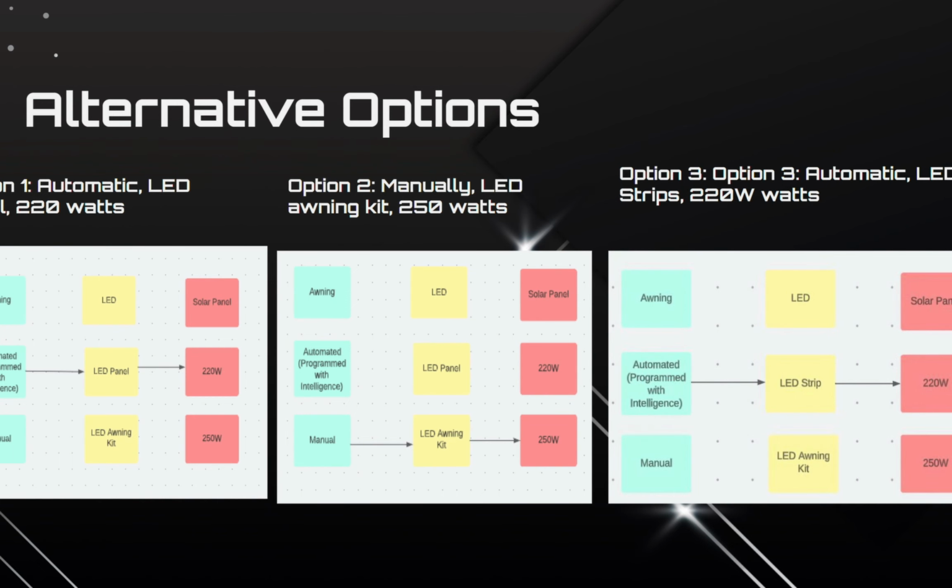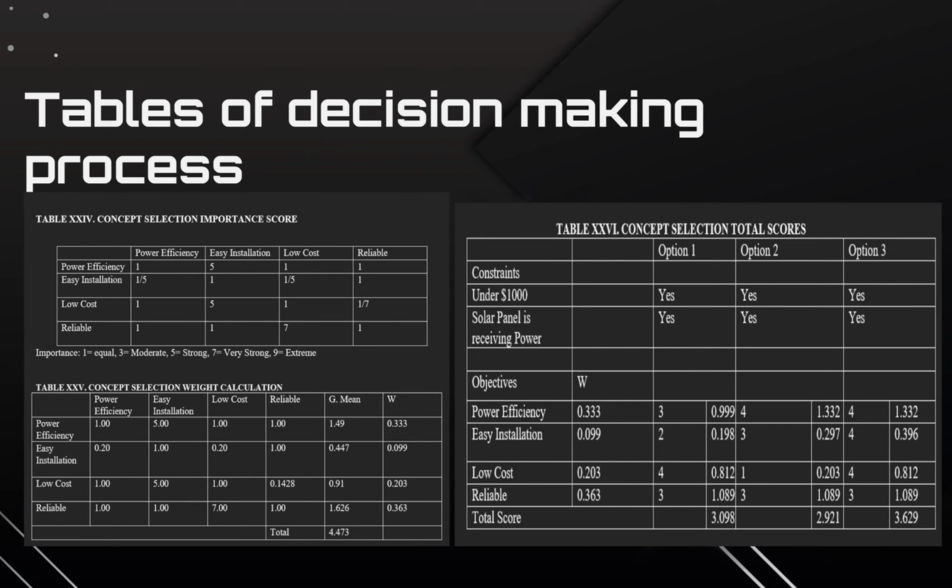From our starting diagram, we laid out 3 options that we can choose on how we want to fully implement the Nightcast. And then from there, we created tables on how we feel about each option when it comes to power efficiency, easy installation, low cost, and reliability. From those calculations done on each option, we decided to choose option 3, which had the highest score out of the other 2 options.